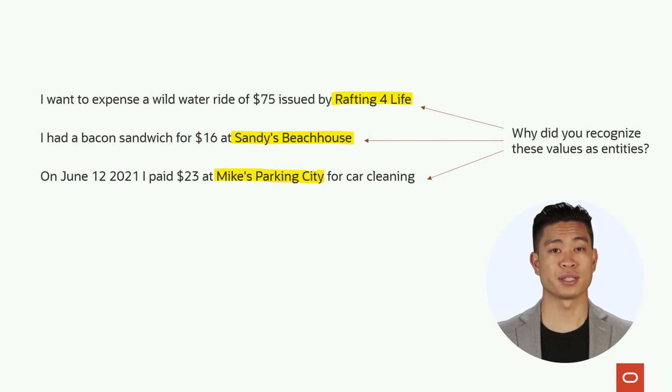Have you ever encountered Sandy's Beach House or Mike's Parking City before? Chances are you haven't. These names don't follow a recognizable pattern and are not widely known. Yet, as humans, our brains and prior experiences aid us in determining the meaning behind these entities. But how can machines do the same? Our natural understanding of language allows us to infer from context.